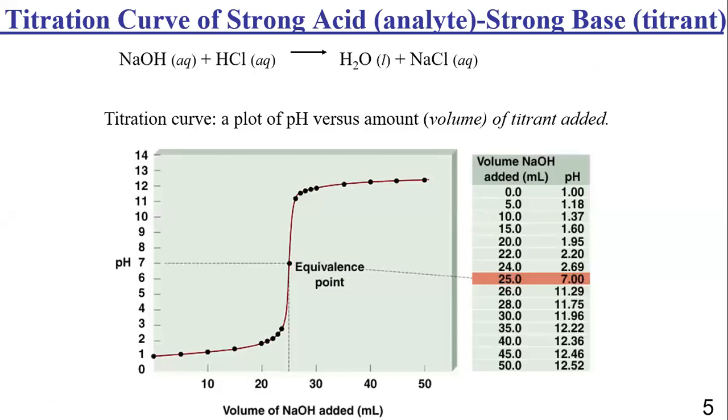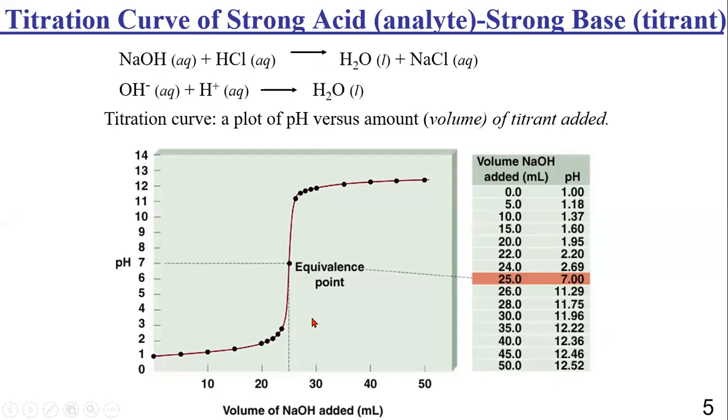In such a titration of a strong base, NaOH, with a strong acid, HCl, the net reaction is OH minus plus H plus, or H3O plus, giving us 2H2O liquid.